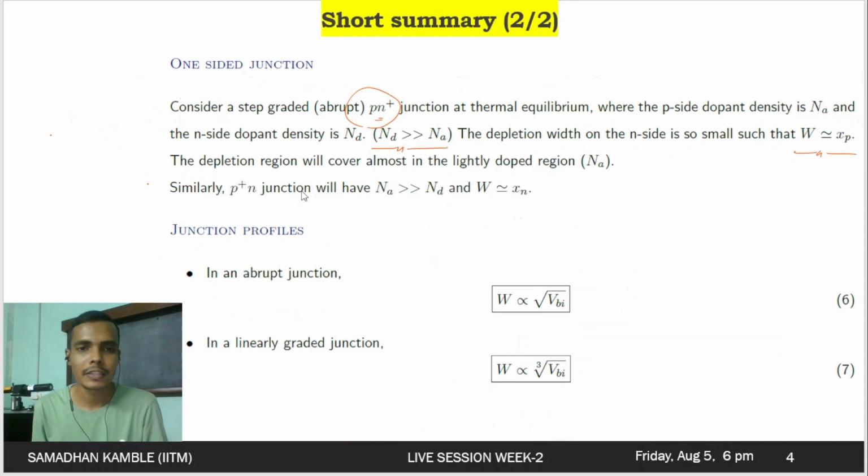Similarly, if we consider a P plus N type semiconductor, where the P region is very highly doped compared to the N side, the total depletion width is approximated as the width on the N side, because on the P side the depletion width is quite negligible. Also we saw how the width varies as a function of built-in potential for the abrupt junction and for the linear graded junction. Okay, so I think with this we can get started with our questions.